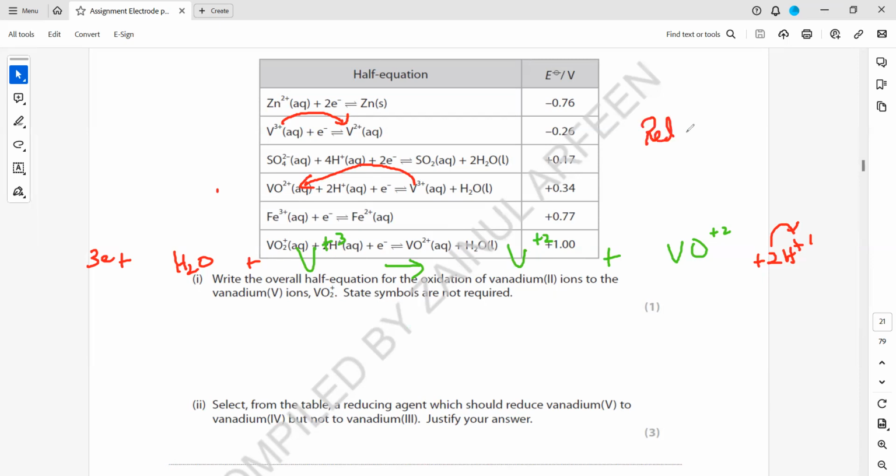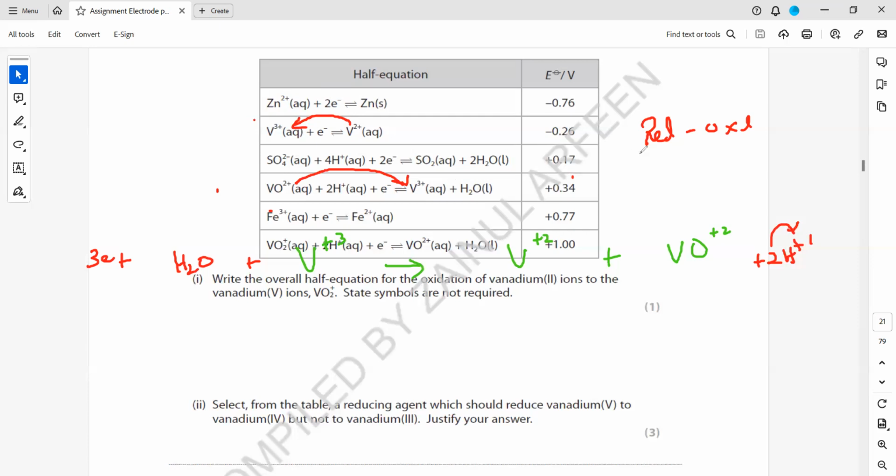Like it is redox. So what actually happened? Like in this case, when an electrode potential is positive, it means this forward reaction is feasible. So vanadium 4 will convert into vanadium 3, and this is negative, so reverse is possible. So vanadium 2 will convert into vanadium 3.